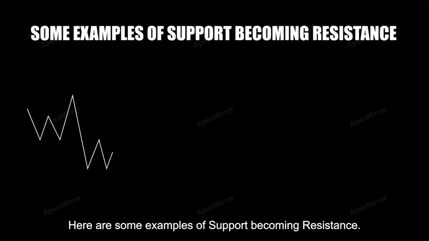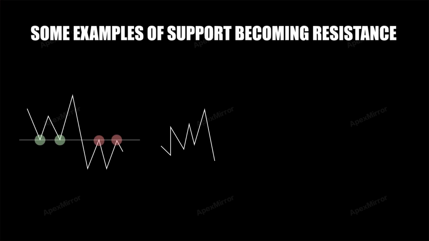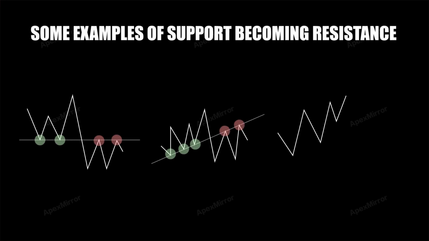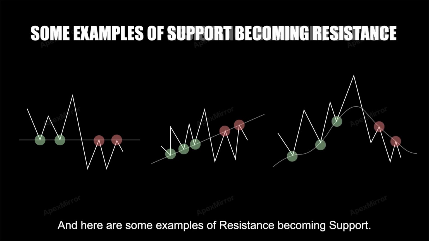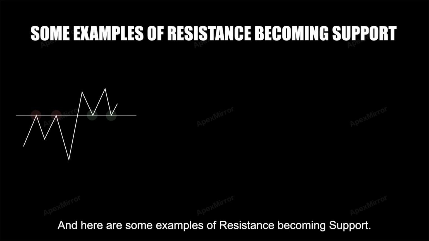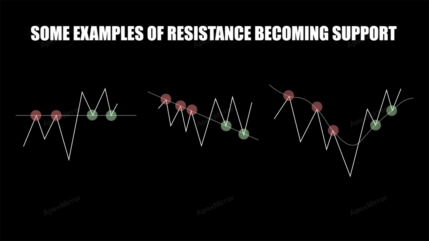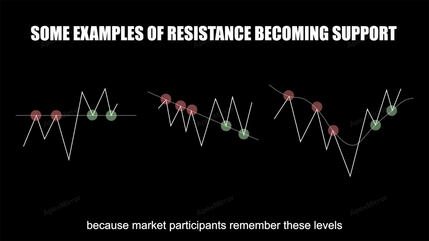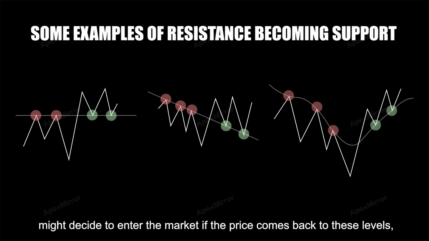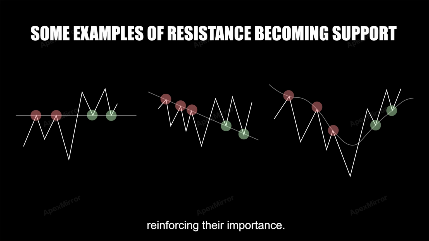Here are some examples of support becoming resistance. And here are some examples of resistance becoming support. This role reversal happens because market participants remember these levels and are likely to use them as reference points in the future. Traders who missed their initial trading opportunity might decide to enter the market if the price comes back to these levels, reinforcing their importance.